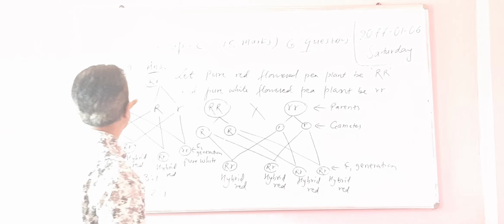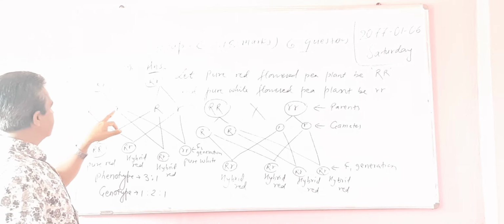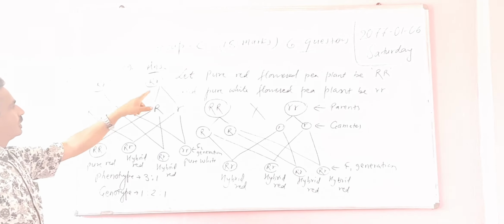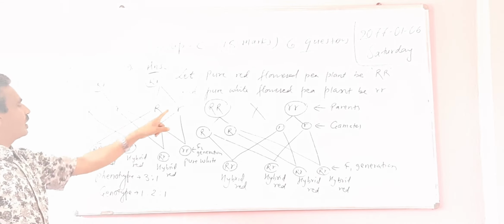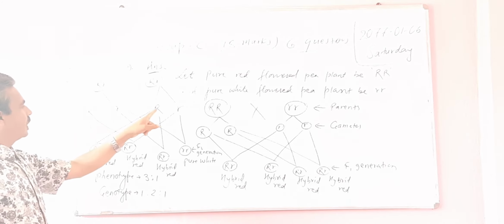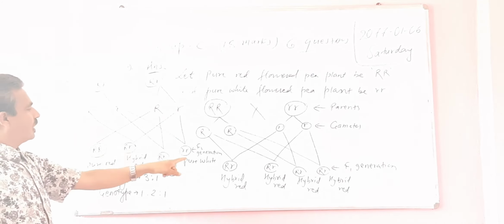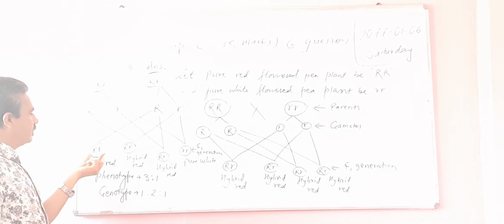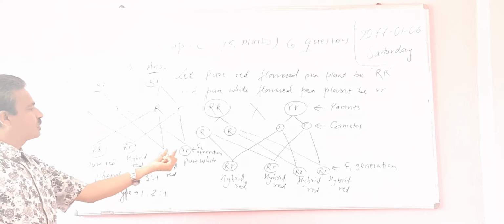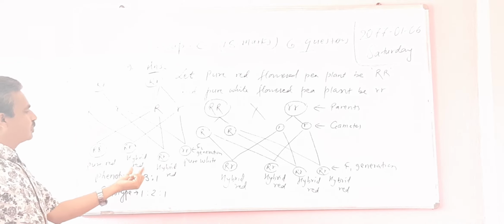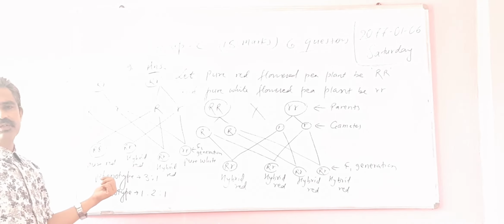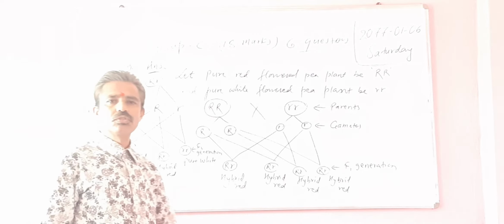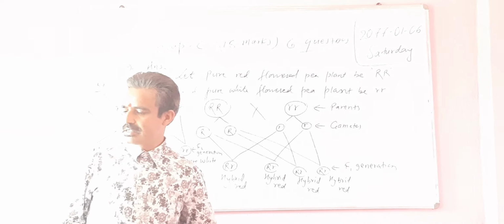F1 generation. Now here I have taken out of these 4 any 2, Rr and Rr, the gametes are separated, and here R and r go with R and r. The results are pure red, hybrid red, pure white. So what is written here? Phenotype 3:1, genotype 1:2:1. Okay, so remember this chart.